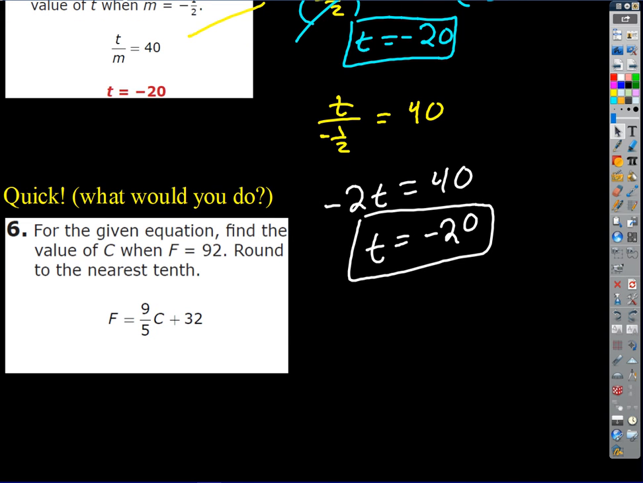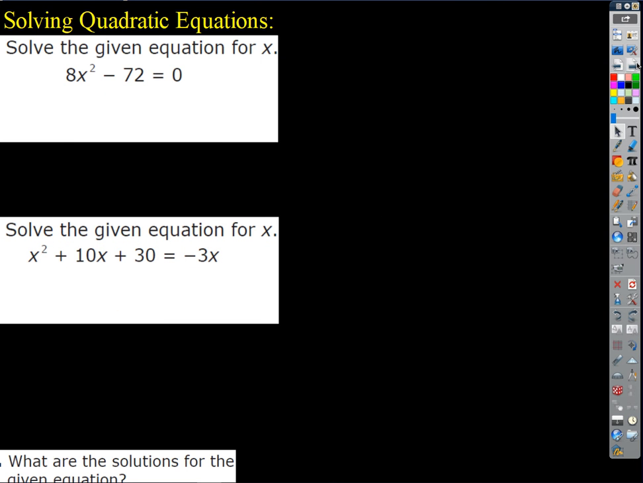Okay, and then we're not going to do this one, but what would I do? For the given equation, find the value of c when f equals 92. Plug in 92, isolate c. So what are the steps in order to get c by itself? Subtract 32, get a number, and then divide by 9. Okay, but how do I, instead of dividing by 9/5, multiply by 5/9, right? Okay, good.